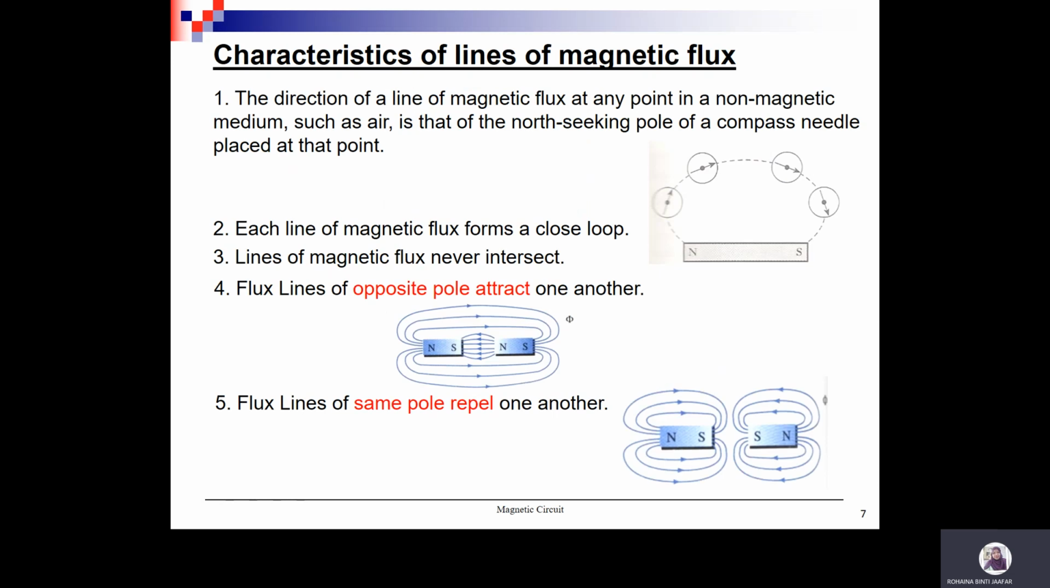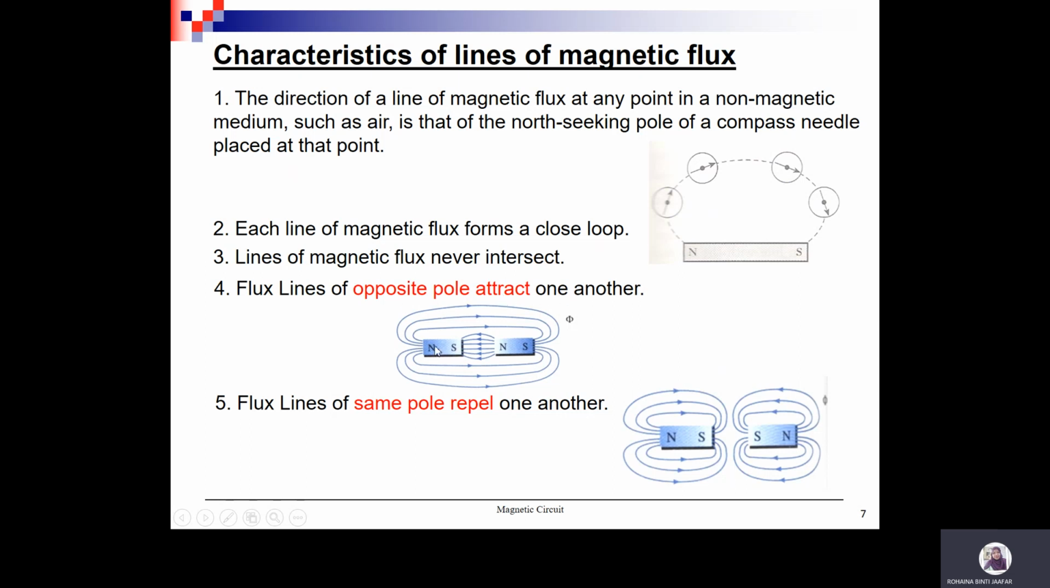Okay, characteristics of lines of magnetic flux. If you place a compass here, you can see that the needle will point in this orientation, directed from north to south. Each line of magnetic flux forms a closed loop. Lines of magnetic flux never intersect, and flux lines of opposite poles will attract one another.